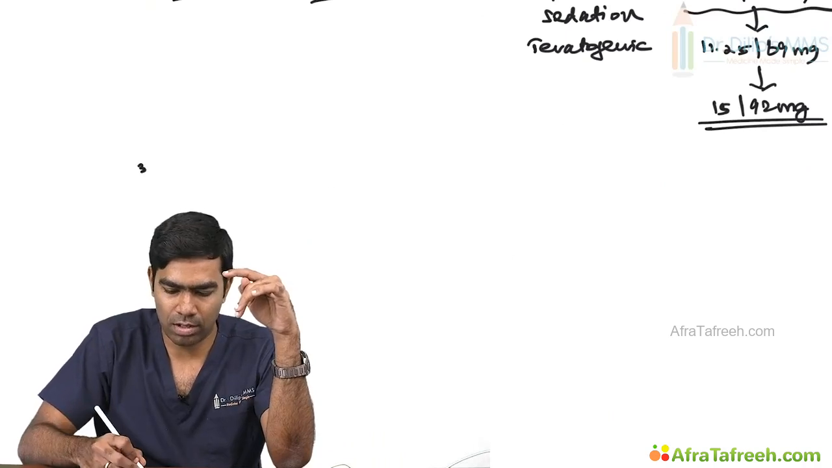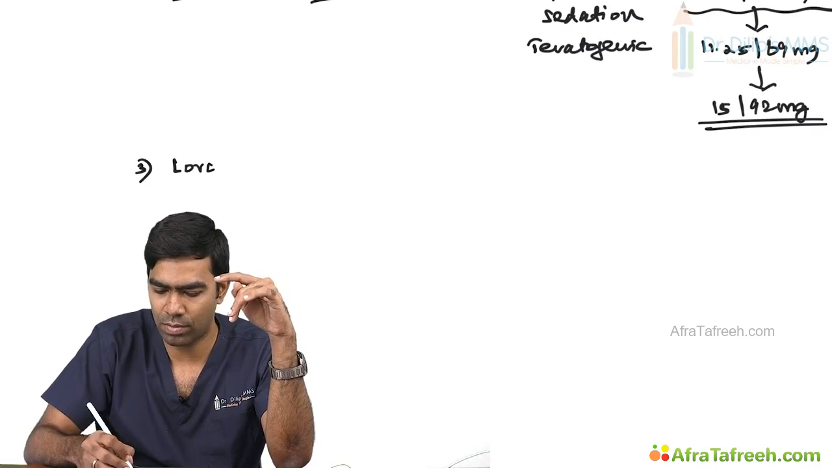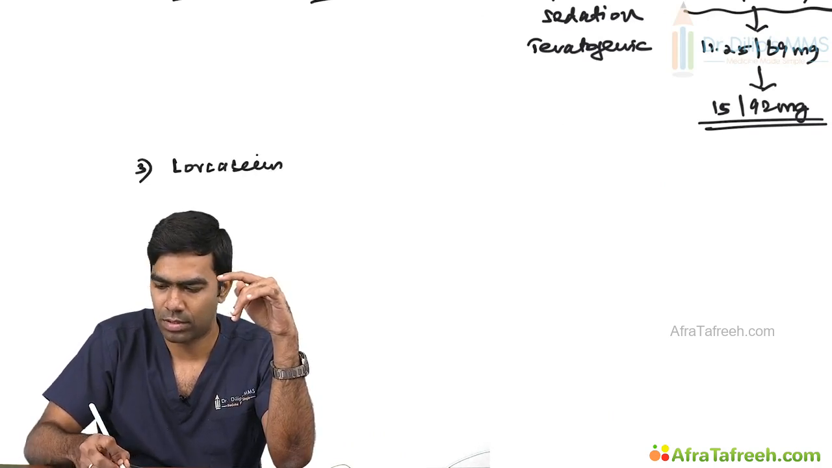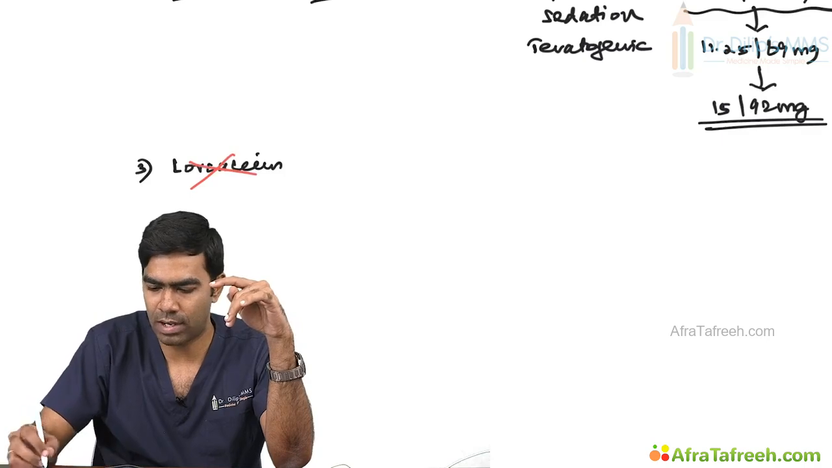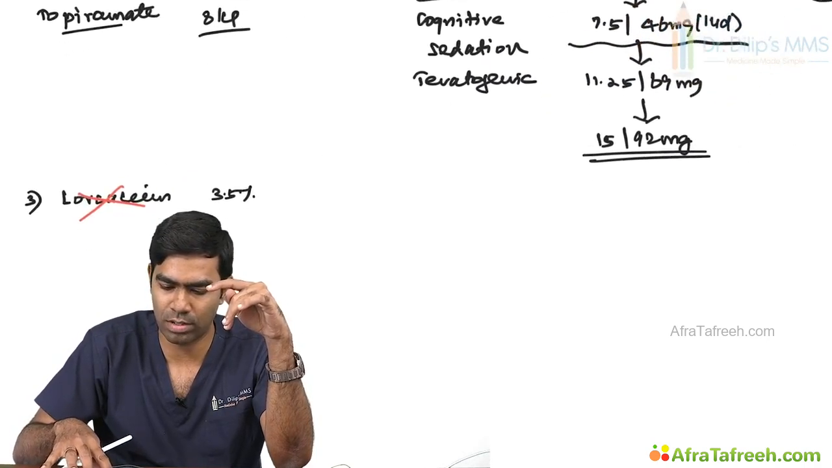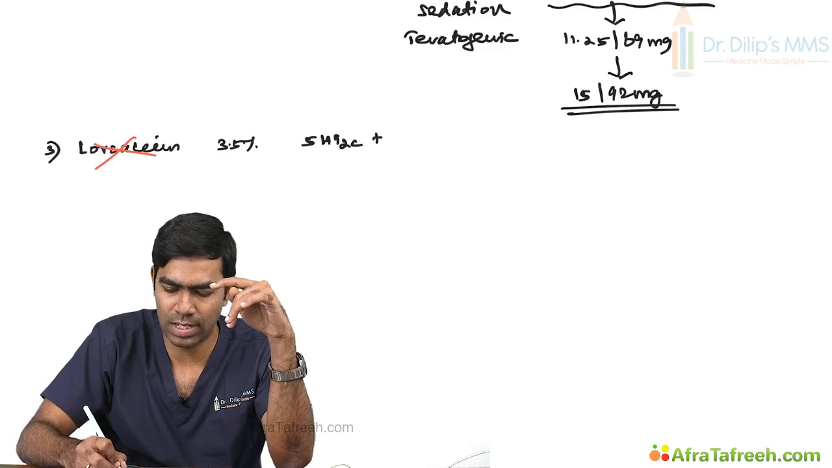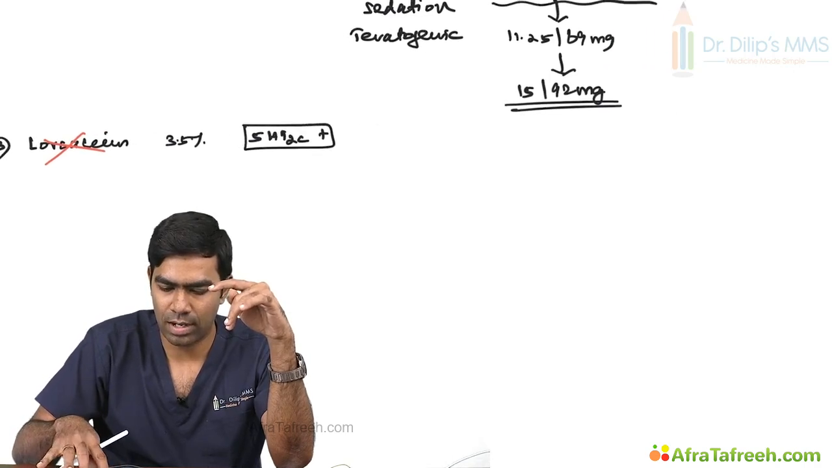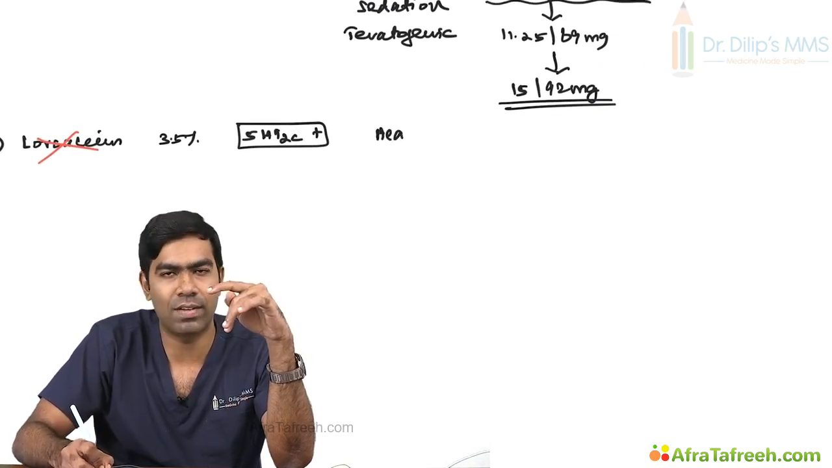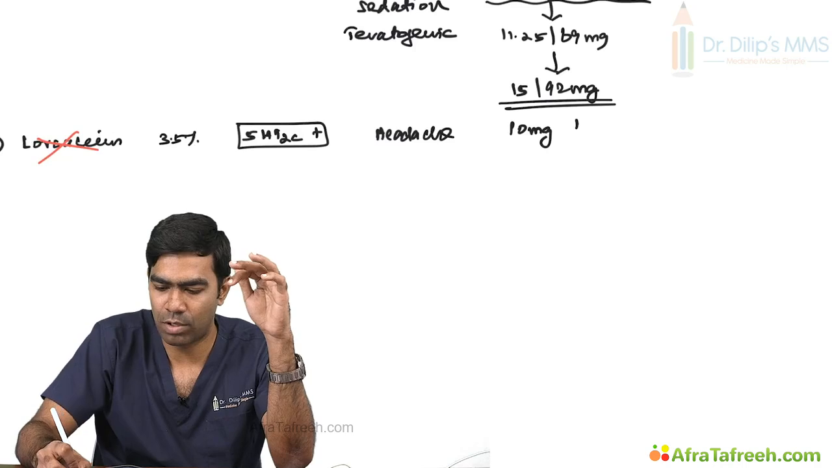The third drug we're going to discuss is lorcaserin. Even though it is banned right now, let us discuss it. Please understand it's banned, and the amount of weight loss produced is 3.5%, which is extremely modest. The mechanism of action is that it is a 5-HT2C stimulant, and one of the most important side effects is headache. And the dose is 10 milligram 2 times a day.